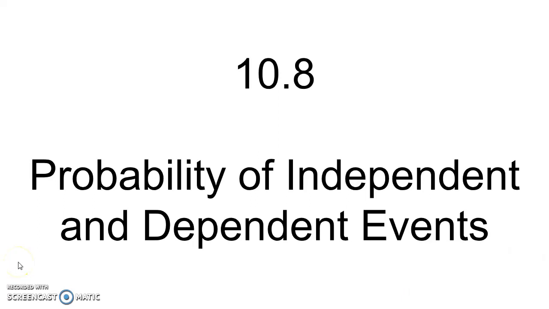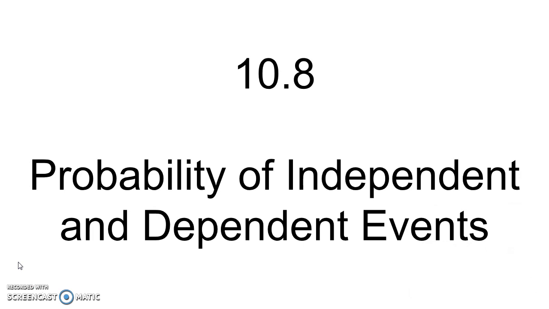Today we're going to consider finding probability of independent and dependent events. So we're looking at events that are linked, but there's an important difference between the two. Independent events are such when the occurrence of one event does not affect the occurrence of the other.